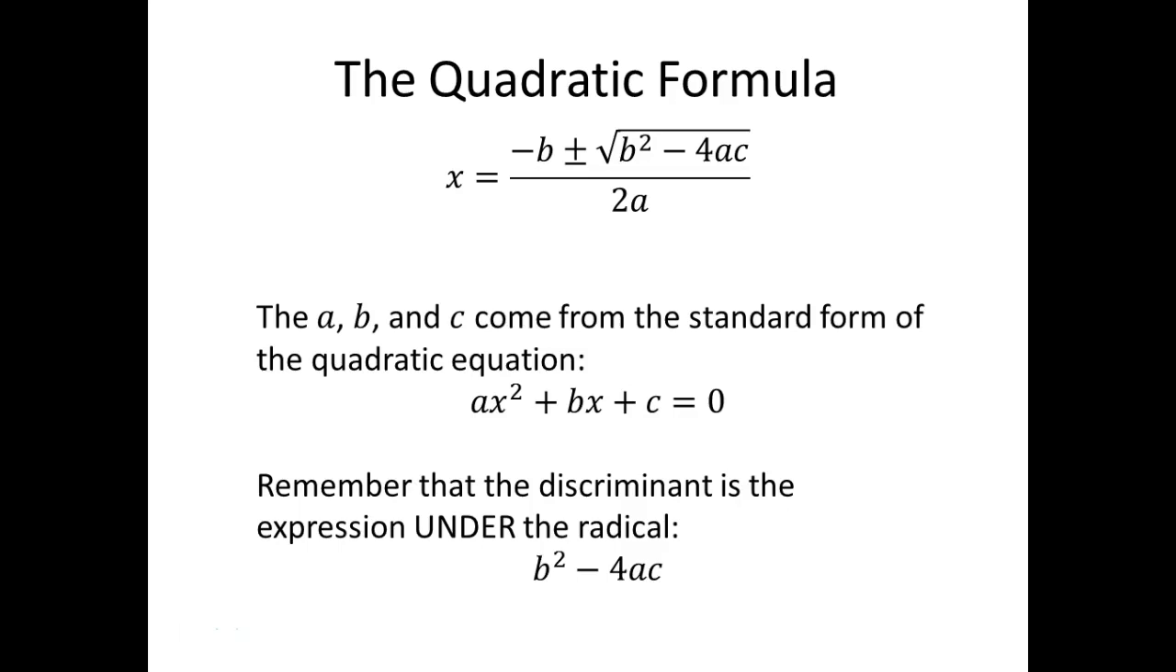And remember that the expression under the radical is the discriminant, and that if it is positive, that means you have two real number solutions. And if it is 0, you have one real number solution, and if it's negative, then your solution will include the imaginary number i. All right, let's go look at our examples.